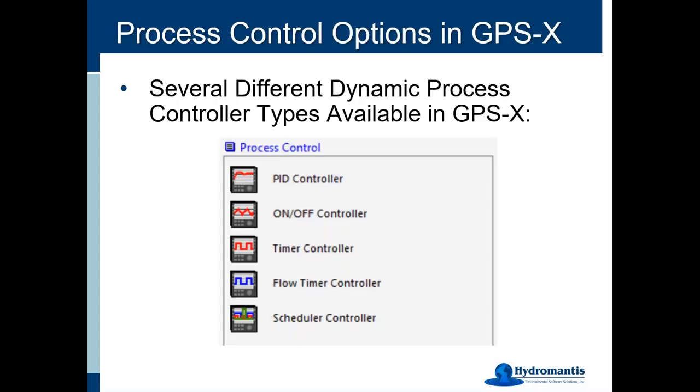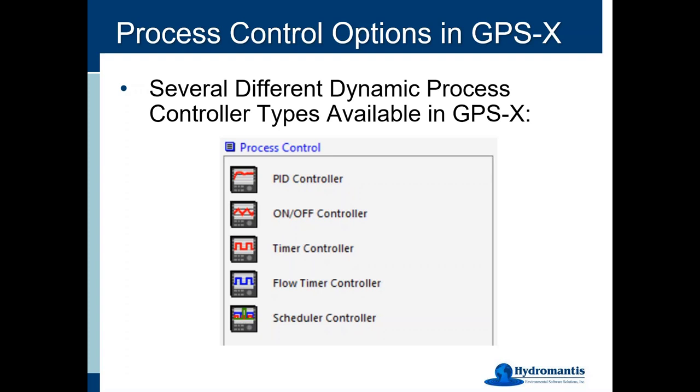So just to set the context here, we have lots and lots of different ways to put dynamic process controllers into a wastewater treatment plant model. We actually have many different built-in controller types. In the very bottom panel of your unit process table, you'll find a process control group, and we have PID controllers, on-off controllers, and so on. These are all things that you can drag and drop onto your drawing board with your wastewater treatment plant.